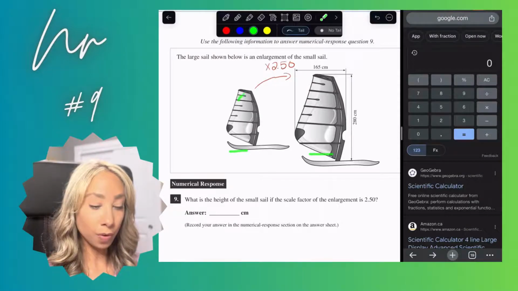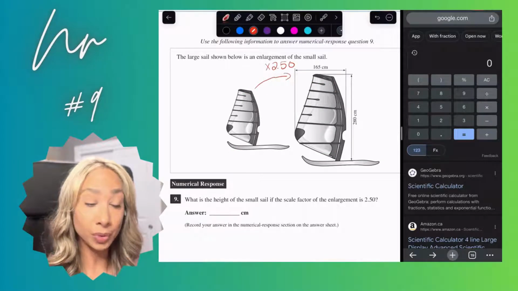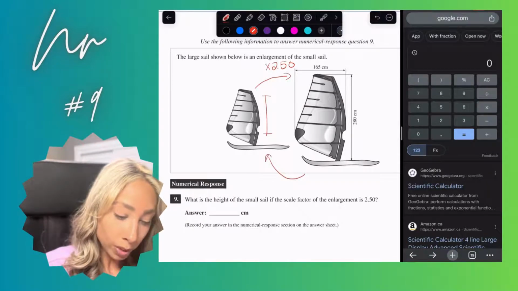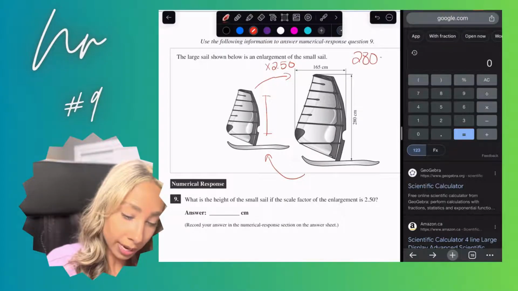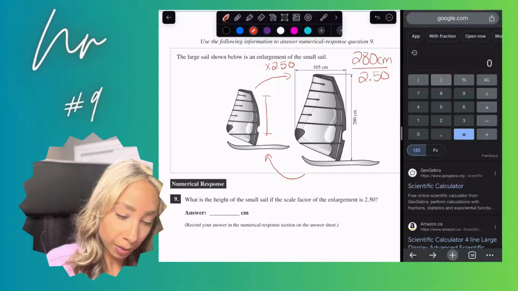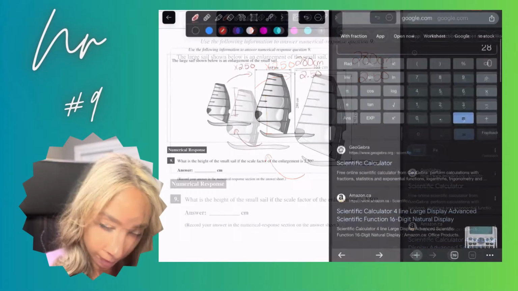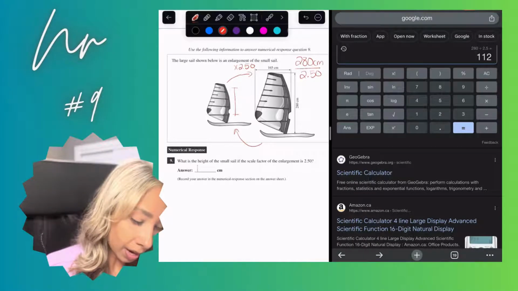If we go from small to big, we had to multiply. If we have to go the opposite direction, then we have to do the opposite operation. So that means in order to find out the height of this, we are going to need to take our enlarged height, our height of 280 centimeters, and divide it by 2.50. So 280 divided by our factor leaves me with 112. So the height of this is 112 centimeters.